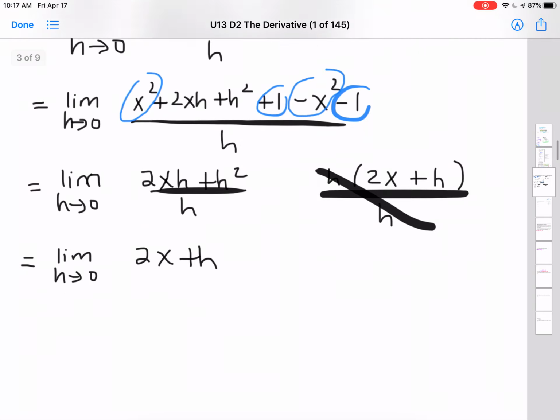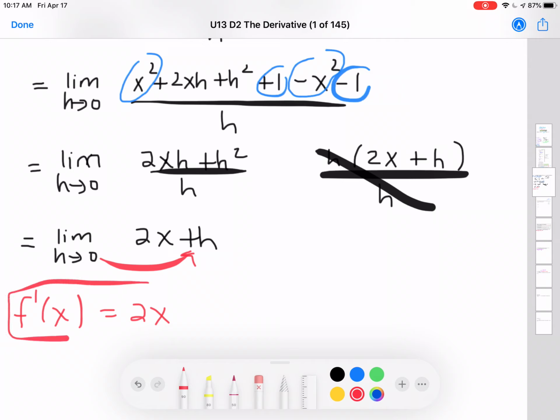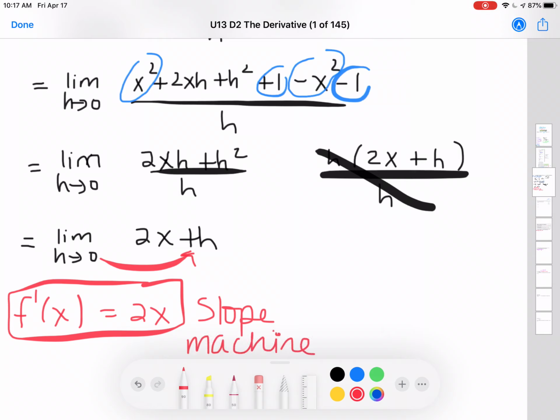Now go ahead, just like we did in our limit unit, go ahead and plug in. And now f prime of x is equal to 2x, right? If you were to sub in 0 right there. Okay, so this guy right here is my slope machine. It will allow me to find the slope of the tangent line at any given x value to this parabola of x squared plus 1. Okay, so now I'm going to show you how we can use it.